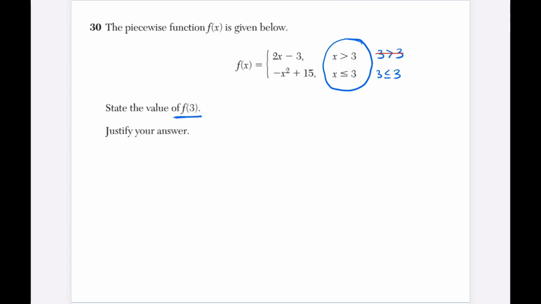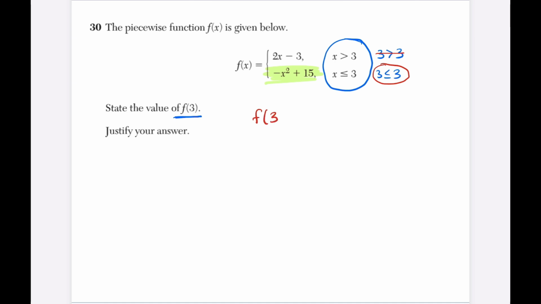3 is not greater than 3, so that one is out. 3 is less than or equal to 3 because of that "or equal to." So because the 3 fits in that second inequality, that means that the rule that I'm following is the rule given here. So all I have to do now is substitute.